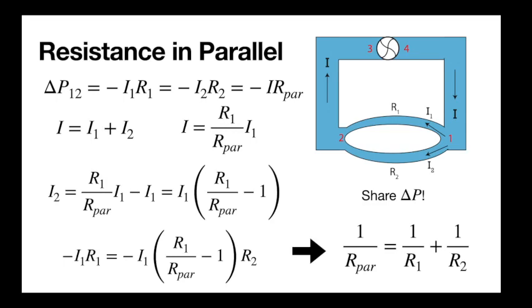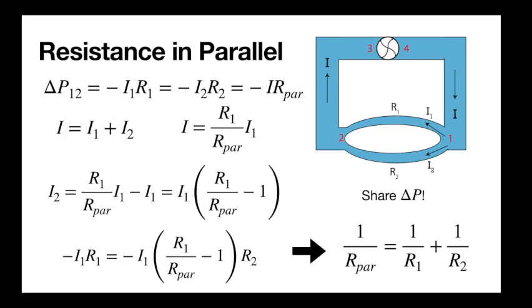The way I solved it, this is the algebra if you want to look through it, but I just took the things we already said in the previous slides. This top row is just saying that the pressure drop across 1, which is minus IR1, has to equal the pressure drop across R2, which is minus IR2. And then I also set that equal to I times this R parallel. And that just means the whole current, not I1 or I2, not those pieces of it.